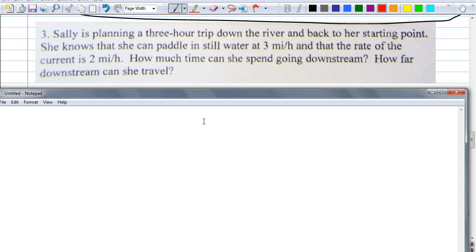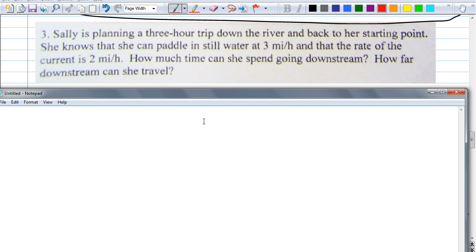Gianni, what's going on in this problem? What do you think? Do you want me to explain? Yeah, what is it asking? First of all, what is she doing here? She's going to go downstream, right? And back. That's the key. She wants to go downstream and come back to where she was before. Does that make sense? Okay.